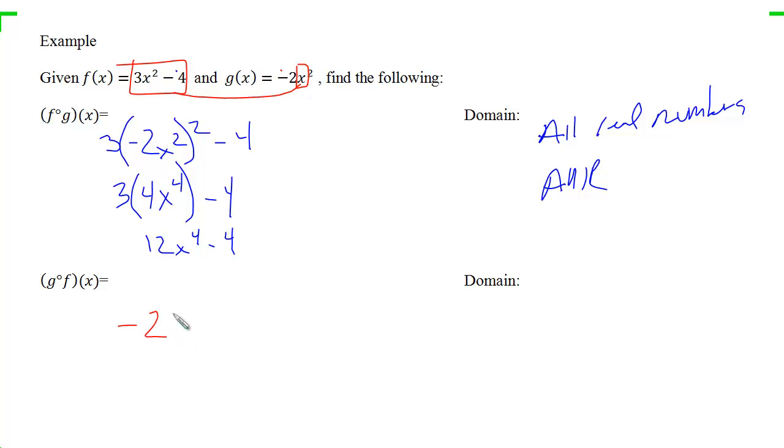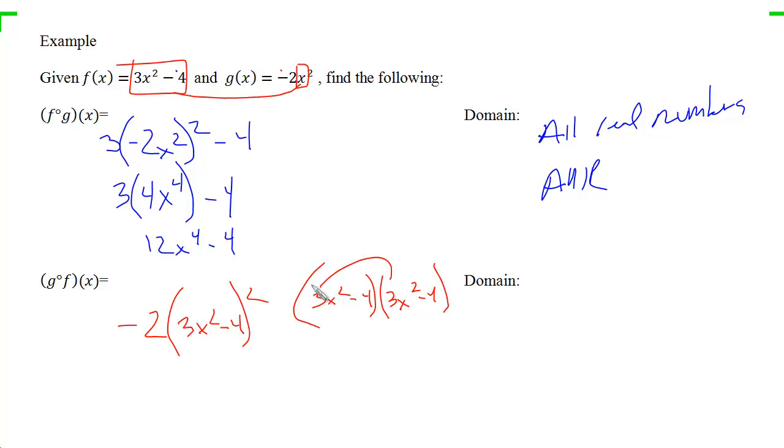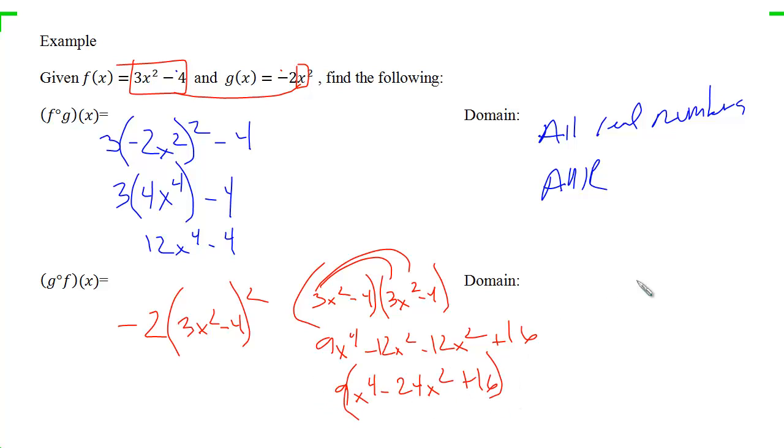So I have -2 in parentheses, 3x squared minus 4 squared. So this is going to end up getting FOILed first. So I have the first terms, 3 and 3 is 9, x squared, 9x to the fourth. Outside, I have -12x squared, inside, -12x squared, and then last plus 16. And all of that is going to be multiplied by -2. I'm going to go ahead and combine here first. And we'll multiply it all by -2.